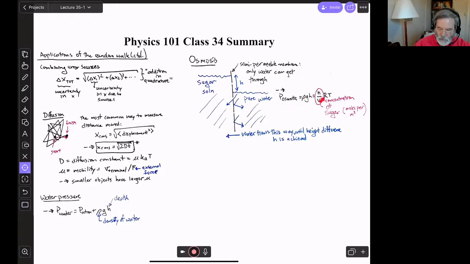And in general, it's N over V times RT. I incorrectly said yesterday that N over V is the molarity. It is the concentration, but this would be moles per cubic meter. So I suppose it depends on the value of R that you're using, but that's the way I encourage you to think about it. Questions about any of that?